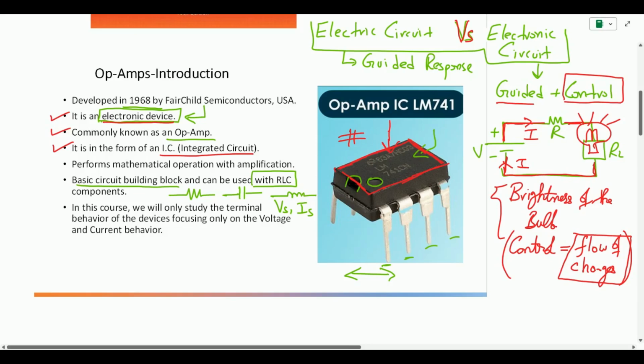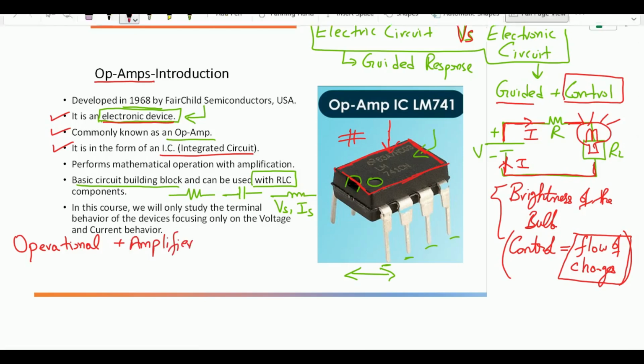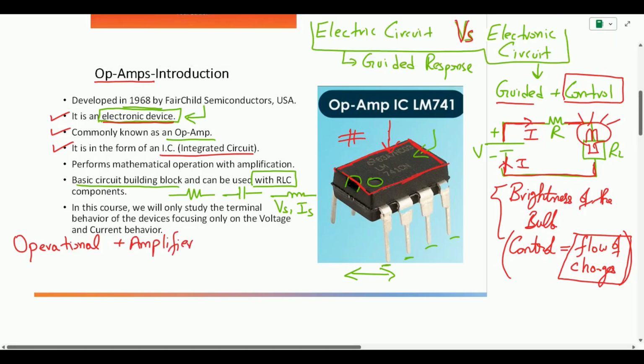So now let us come to the name op amp and see why it is called an operational amplifier. We should remember that op amp is the combination of two words: operational plus amplifier. What does it mean? So operational amplifier, first let us understand what is the purpose of an amplifier.